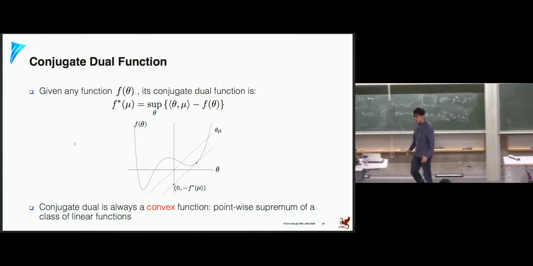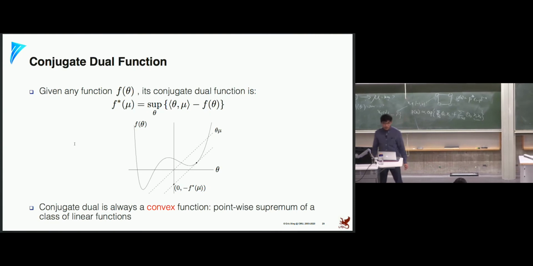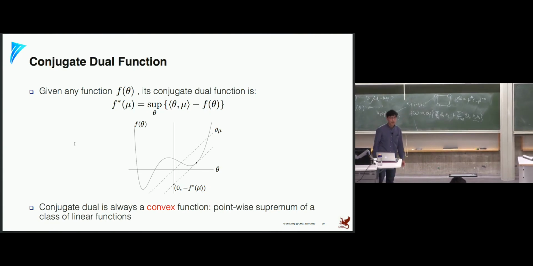Given any function f, you can come up with a dual function, a conjugate function f star, related to the original function in this way. So the functional form may look a bit mysterious, but what it does is essentially, if you look at the first thing, it's theta multiplied by mu. For a given mu, on the left-hand side, we're given this fixed mu, right?